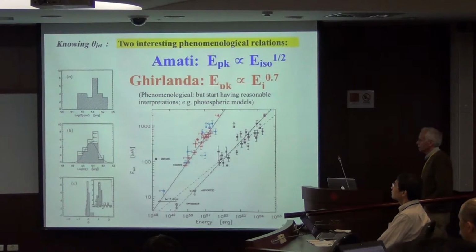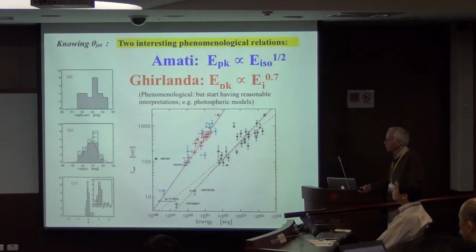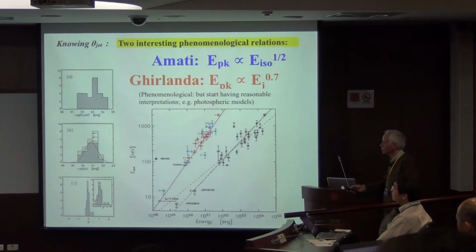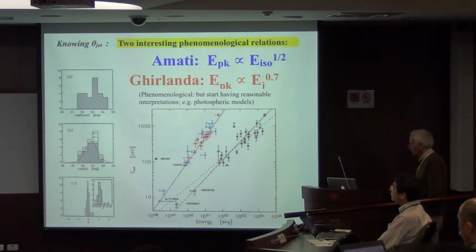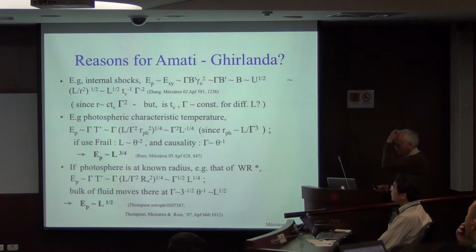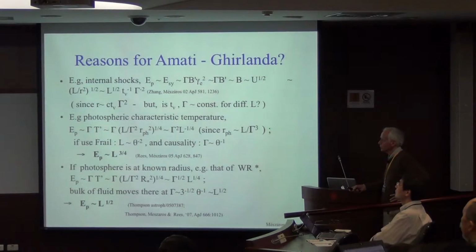Now, how do we deal with these photospheres, and how do they touch on other aspects? So you remember that I mentioned that there are these two interesting phenomenological relations: the peak energy being proportional to the Eiso to the 1/2, or Ep being proportional to the jet energy to the 0.7. These relations are called the Amati relation and the Yonetoku relation. So what are the physical reasons that could explain these?